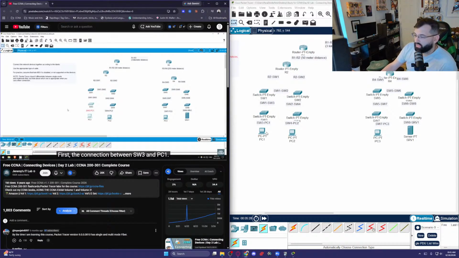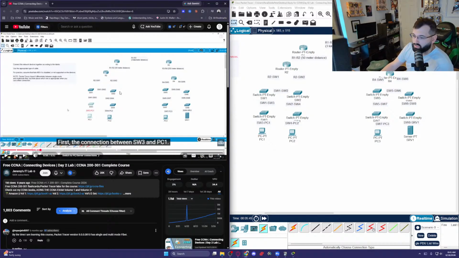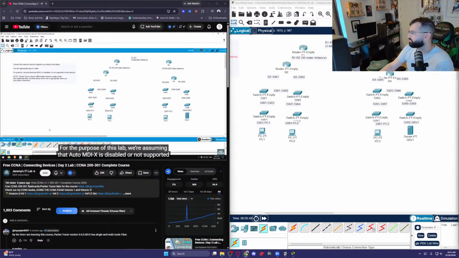So that means that from PC to switch needs to be straight through, switch to switch needs to be crossover, and then switch to router needs to be straight through, and then router to router needs to be a crossover. This should be super simple. Let's check between switch 3 and PC 1.